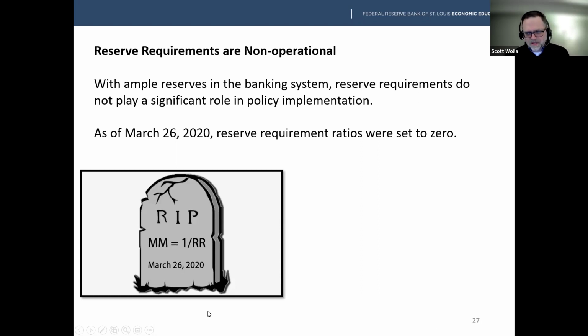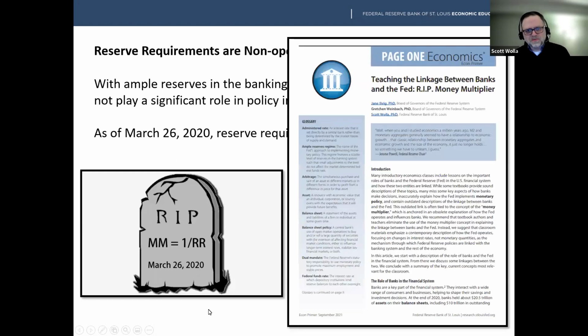We're not going to spend a lot of time talking about that right now, but if you're interested, we wrote a Page One article on this topic, teaching the linkage between banks and the Fed, "Rest in Peace, Money Multiplier." It talks about not only why the money multiplier doesn't work and why it'd be a good idea for teachers not to teach it anymore, but also how banks function and are able to facilitate transactions in the financial system without this idea of the money multiplier.